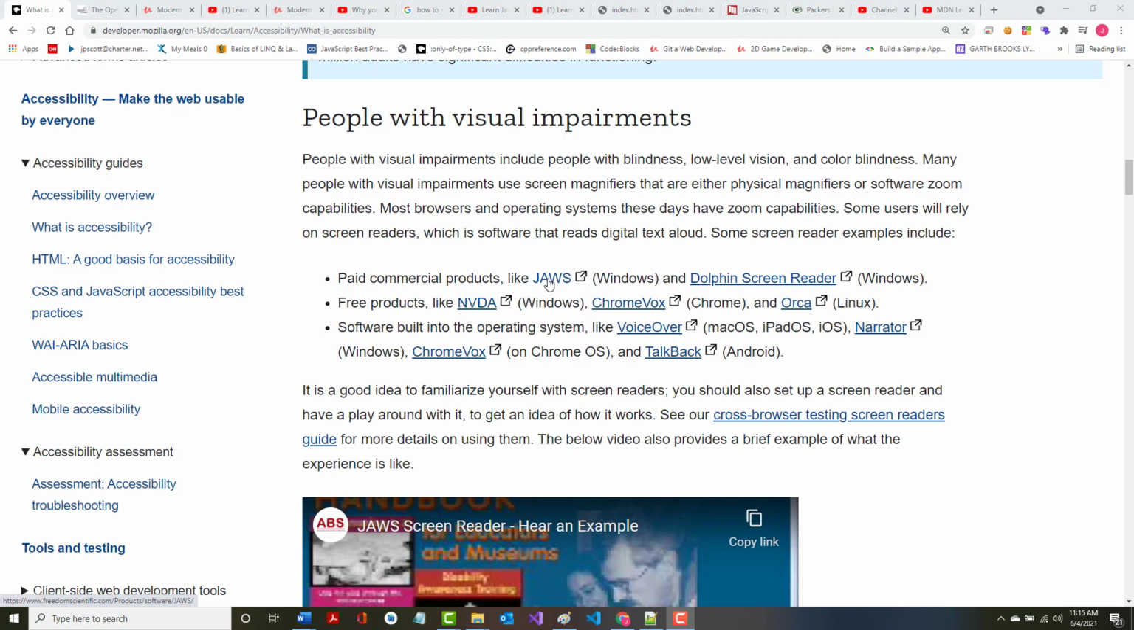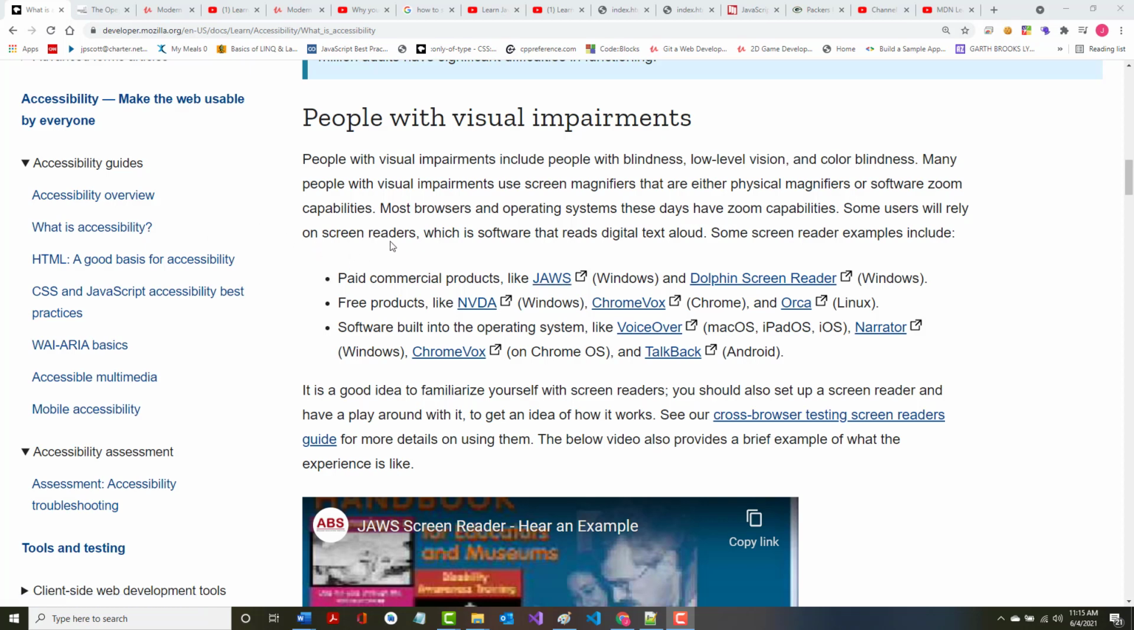But people with visual impairments include people with blindness, and that's different degrees, low-level vision, or color blindness. And I may have mentioned this before, I've got an older brother who's colorblind. He was in the Navy for 7 years, but a couple times he was not even accepted into the Navy because of his color blindness.